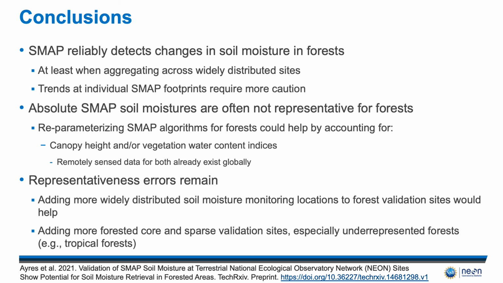In contrast, the absolute SMAP soil moistures are often not representative for forests, but there is some indication that reparameterizing the SMAP algorithms for forests could help by accounting for canopy height and vegetation water content. And encouragingly, there are already remotely sensed data that exist for both of these ecosystem properties globally. And as with any validation study, representativeness errors remain. So certainly adding some more widely distributed soil moisture monitoring locations to the forested validation sites would help, as would adding more forested core and sparse validation sites generally, especially for particularly underrepresented forest types like tropical forests.